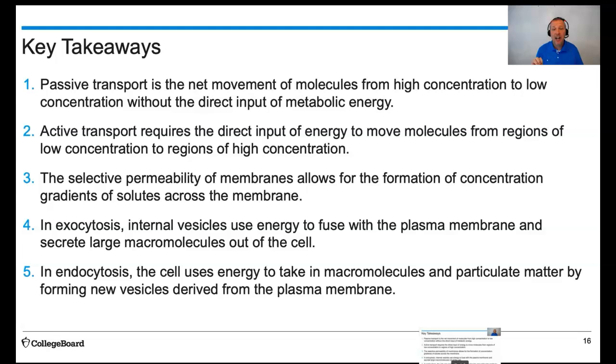Okay, so passive and active transport, selective permeability, exocytosis, endocytosis. We're going to stop there for today. And we are going to continue, and then we'll start osmosis on Monday.